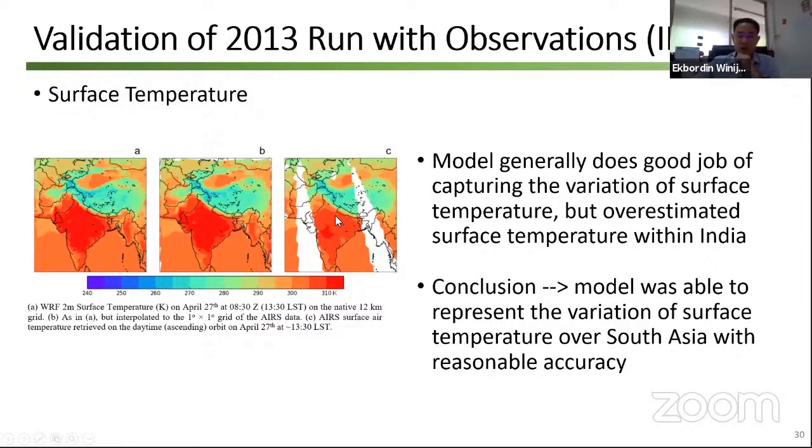As you can see, they are pretty much the same. The model can capture the same distribution of temperature. Like you can see the high temperature over India, and then the cold temperature over the HK region, which also shows the same in the measurement data.